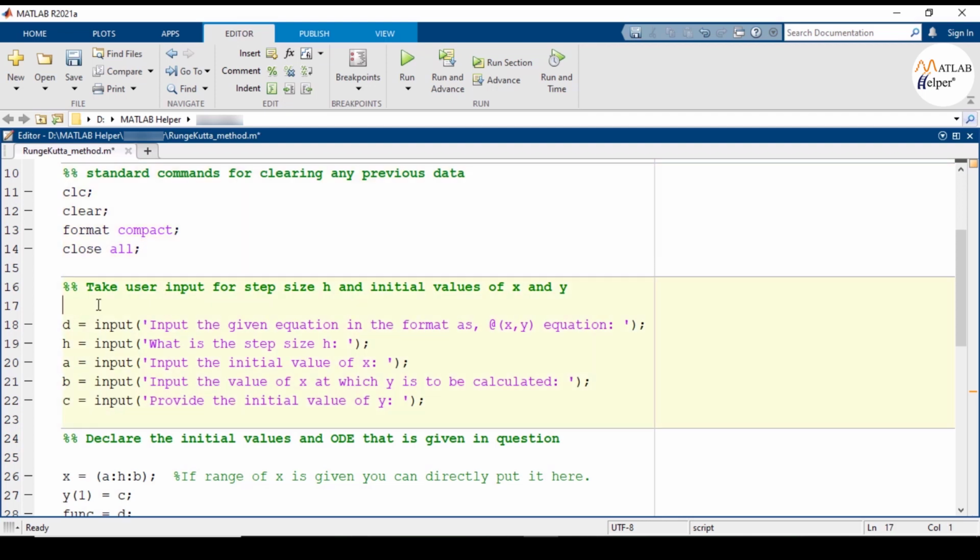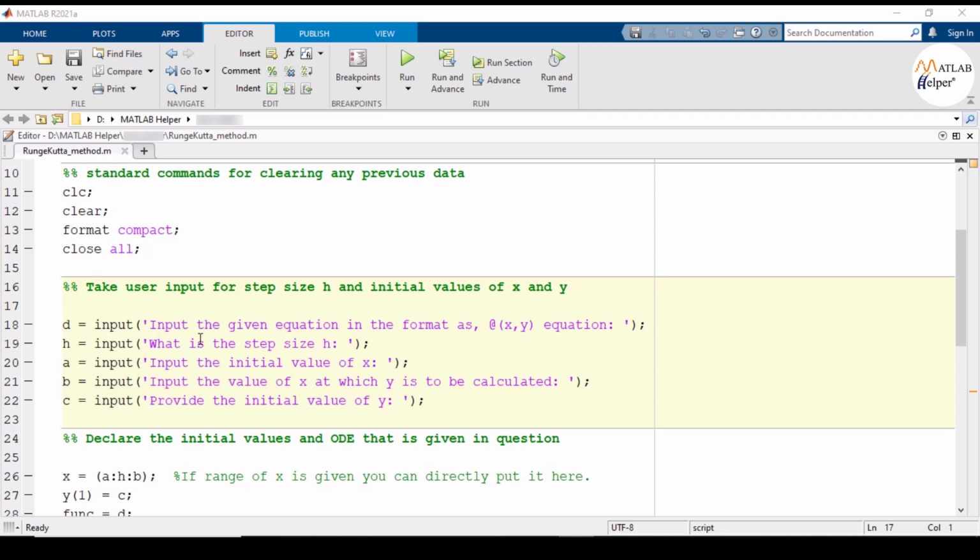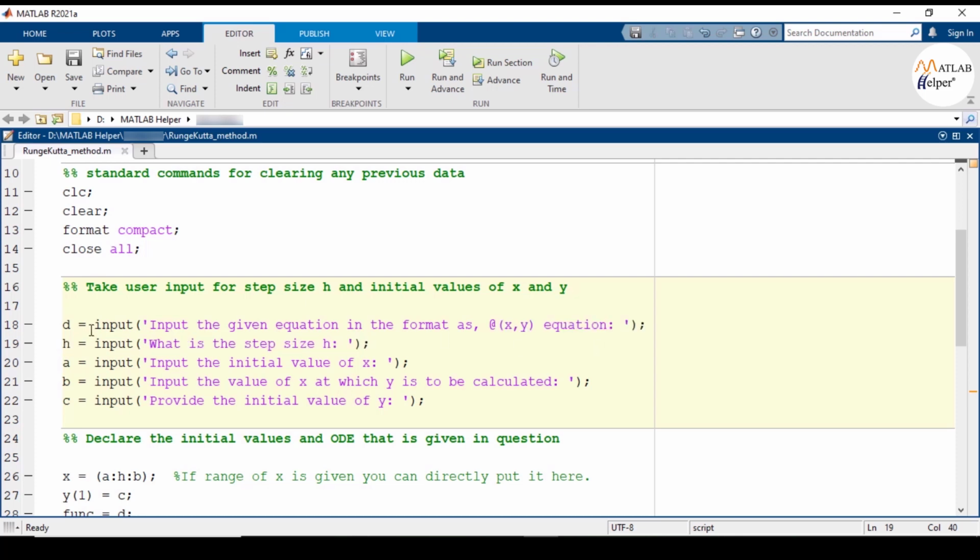Here we will take inputs from the user. We will take the equation as an input from the user in this format, and we will assign this input to the variable named d. Further, we will take the input of the step size value and assign this input to the variable named h.